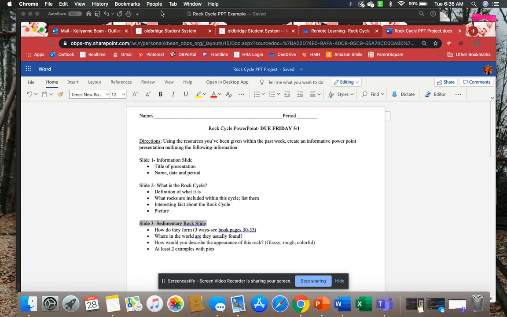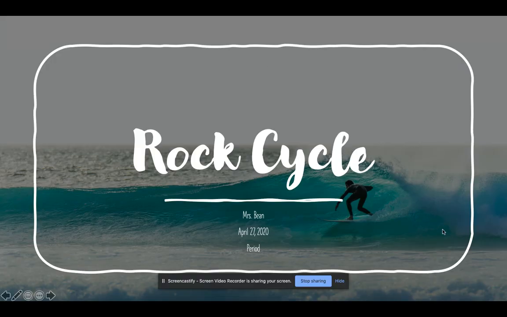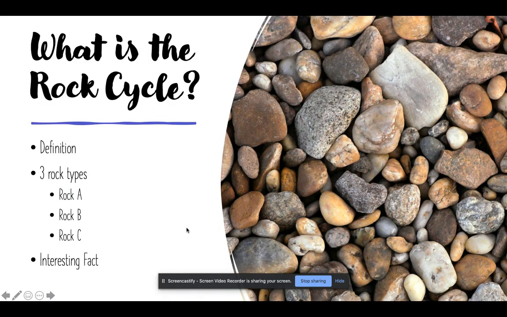If you look right here, it should look something like this, where this is your title slide telling me about your rock cycle with your name, date, period. Your next slide that you created yesterday should be, what is the rock cycle? So I need a definition of that. It can be general, it can be very specific, just so you get your point across. There are 3 specific rock types that are in there. You don't have to give me specific examples, but there are 3 main rock types that go into this rock cycle, okay? And one interesting fact, and a picture as well. That is what you should have created yesterday.